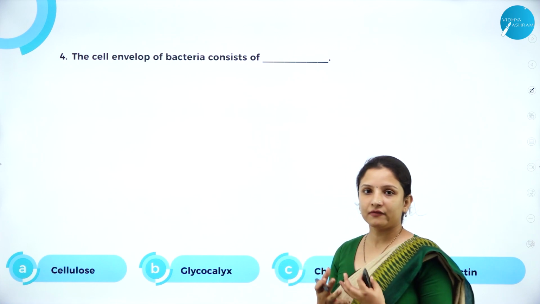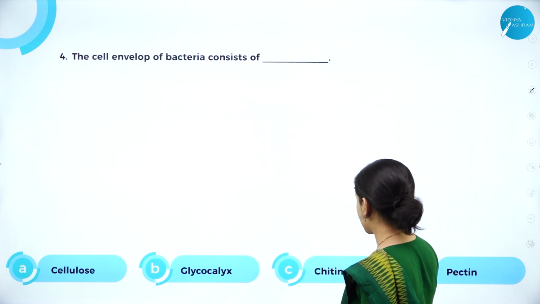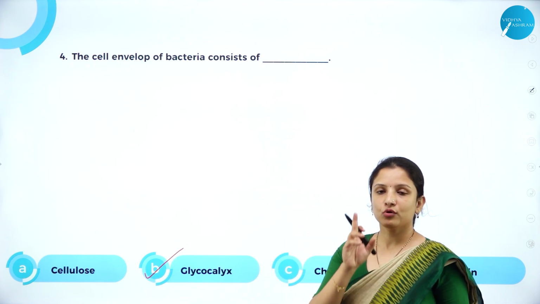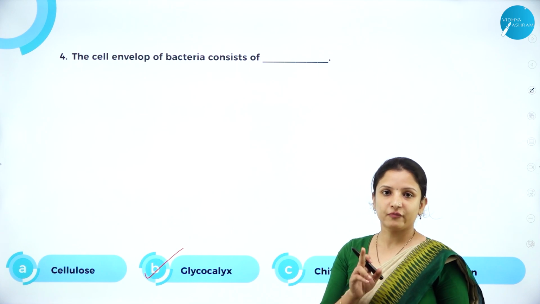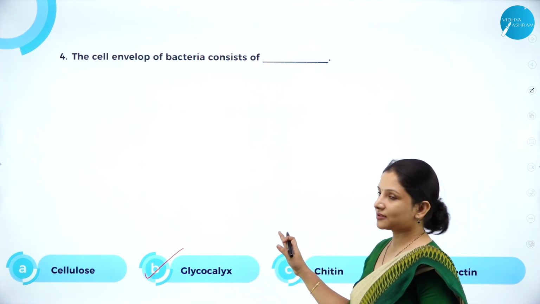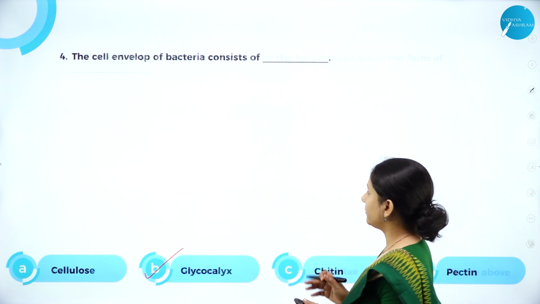Next question. The cell envelope of bacteria consists of. So what is the cell envelope of bacteria made up of? Cellulose, glycocalyx, chitin, pectin. So it is made up of glycocalyx. We know that the outermost layer in the cell envelope of bacteria is nothing but glycocalyx.